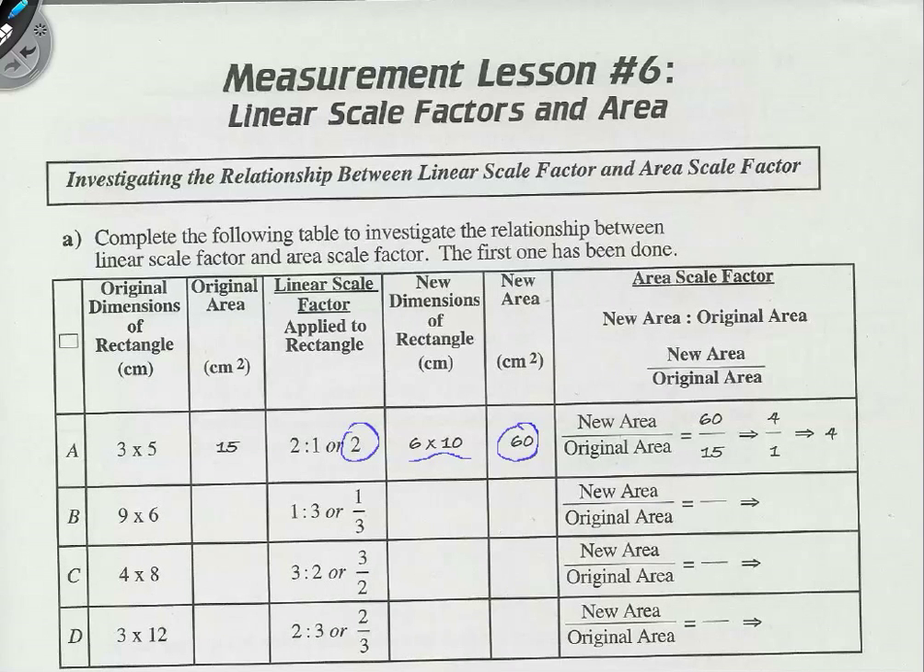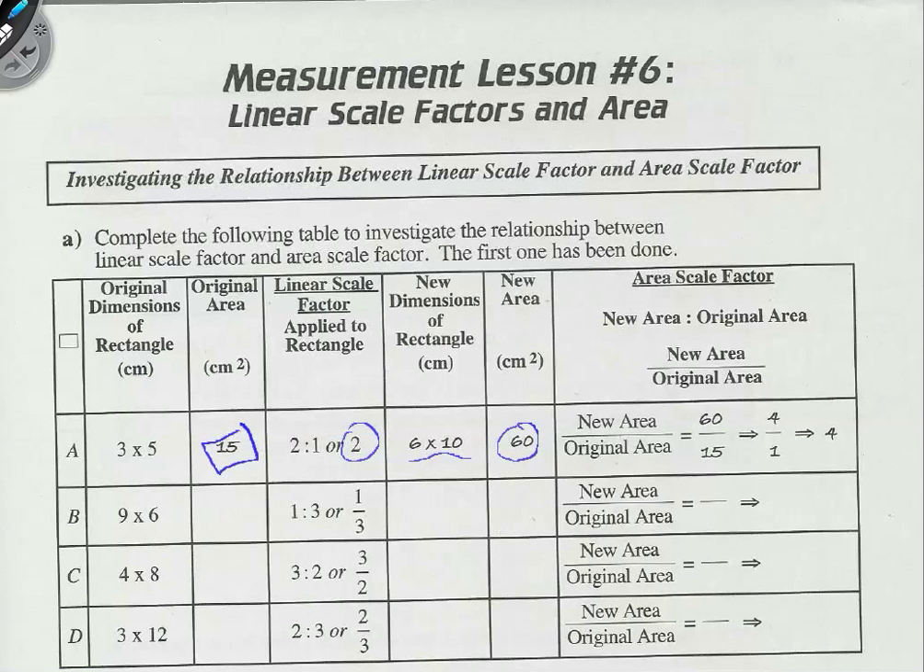Now let's look at the scale factor of the areas, comparing the new area to the old area. So that's 60 divided by 15. It's a scale factor of 4 to 1, which is interesting because that's different from what we've investigated before. We looked at linear scale factor compared to perimeter, but here we're comparing to the area of a rectangle rather than perimeter. And it's simply because we are multiplying two numbers which themselves have been multiplied by 2.